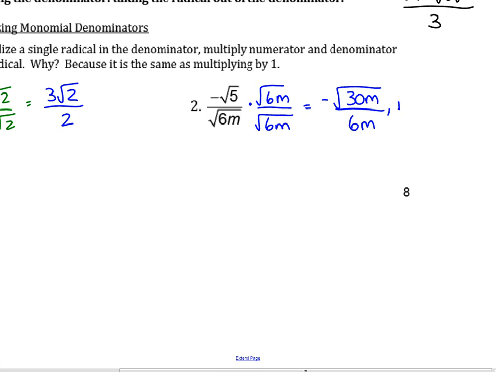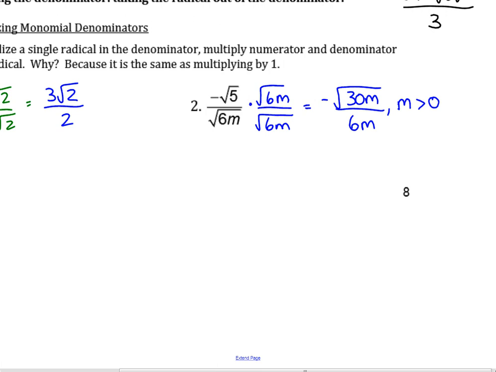What perfect square goes into 30? No, I can't. M has to be positive. Can it be a negative number? No. Can it be 0? Why not? Why can't it be 0?